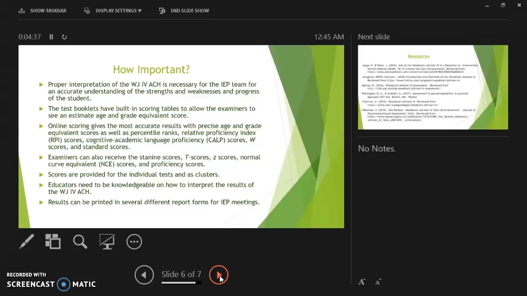Now, the key here is that educators need to be knowledgeable on how to interpret the results of the Woodcock-Johnson 4 Tests of Achievement. We're going to have another meeting to talk about how we present the scores and results in an IEP meeting. The results can also be printed in several different formats and reports for your specific student's needs and for the specific meeting that you're going into.